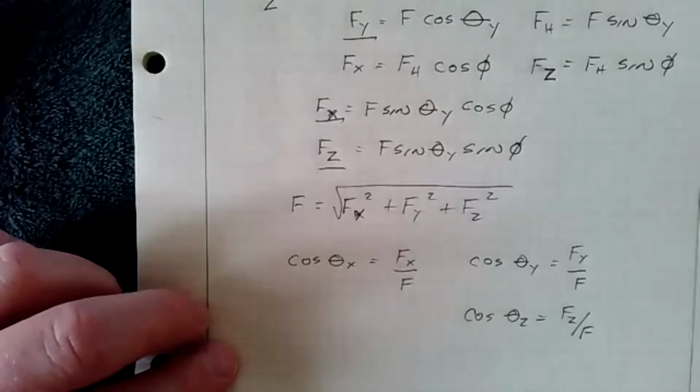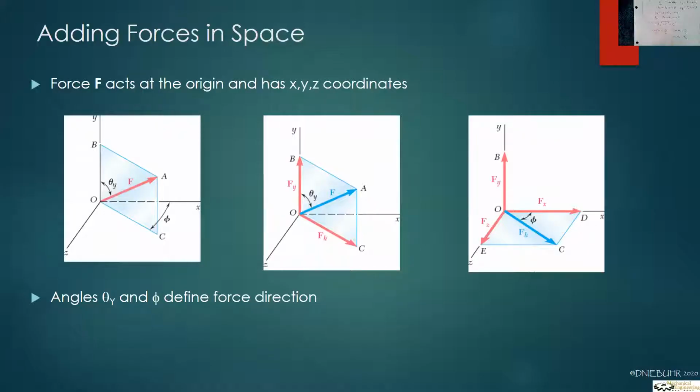So now let's go back to our slide, and we can see this drawn out. Now notice that here's our force, here's our theta y, and this is the plane that I talked about, how it's cut into. And you can see that this AB is the same in length as OC. So when we go over here, OC then becomes our FH. That's our horizontal force projection.